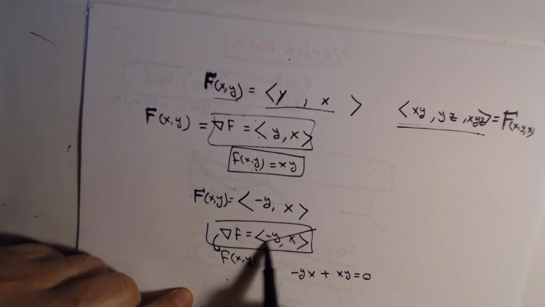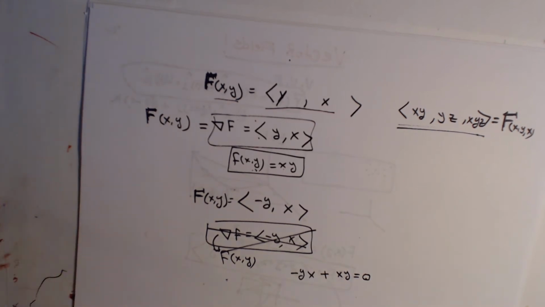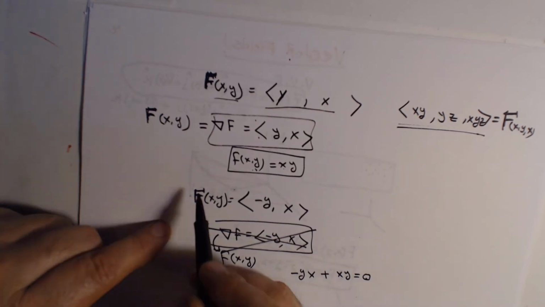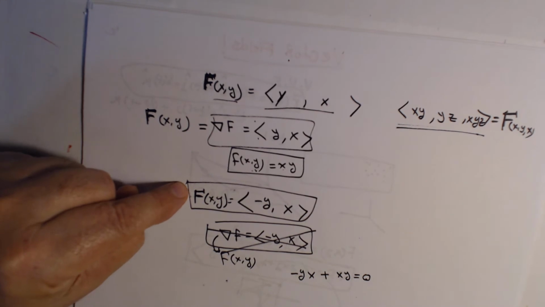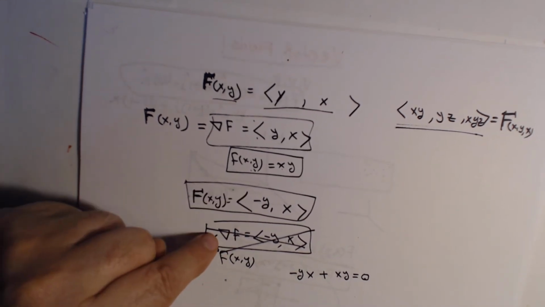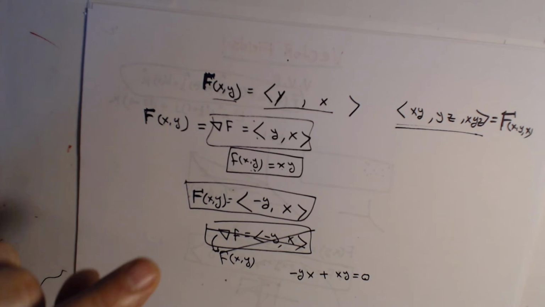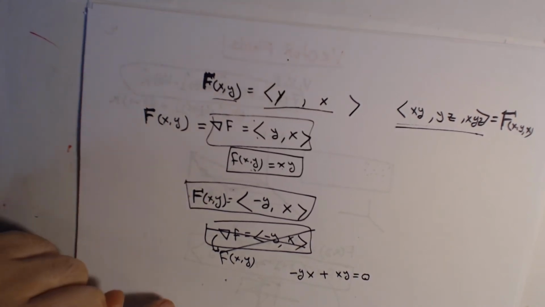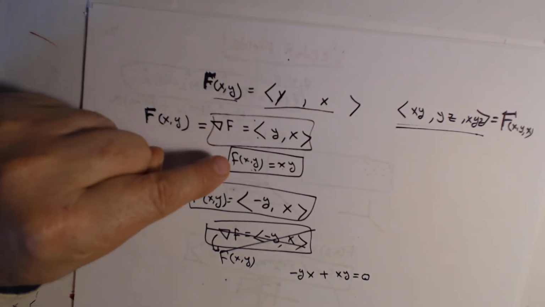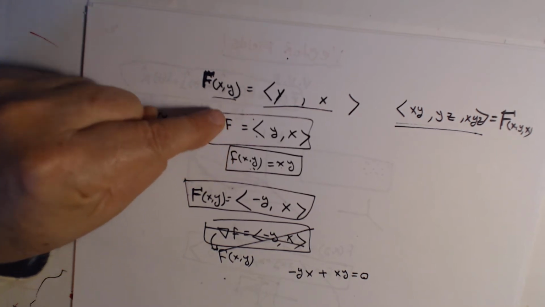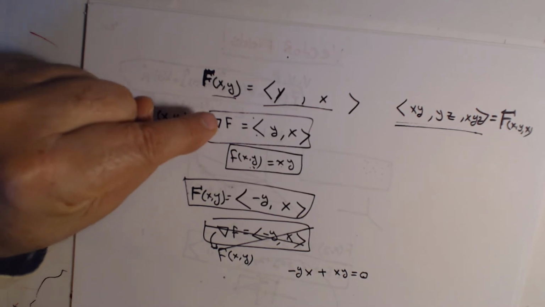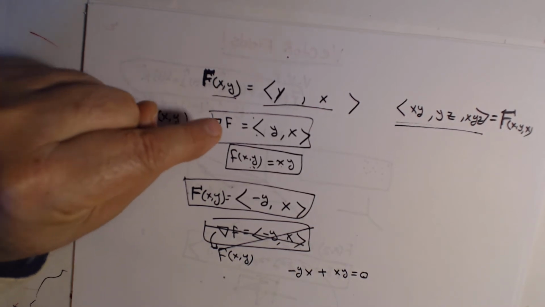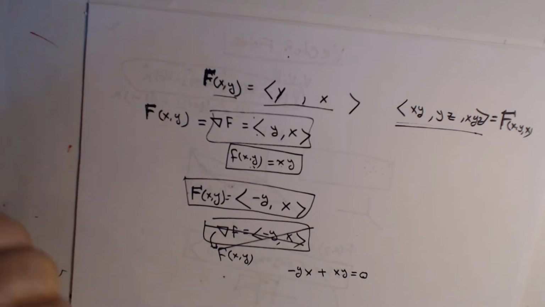Therefore, I'm going to say this is not a gradient because you cannot find a potential function. But this is a vector field. It is a vector field, but does not represent a gradient. A gradient is an example of a vector field if and only if you are able to find its potential function. Then if you are able to find its potential function, that gradient can be represented as a vector field.